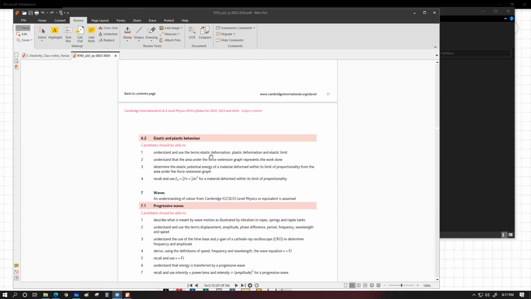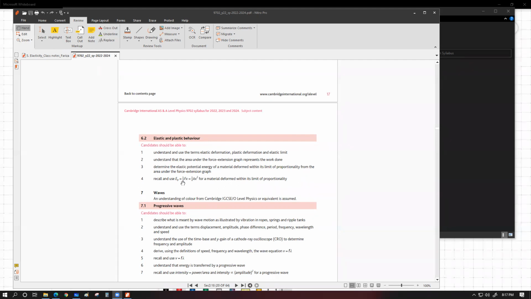Elastic and plastic behavior. Understand the use of the term elastic deformation, plastic deformation, and elastic limit. Understand that the area under the force extension graph represents work done or energy stored. Determine the elastic potential energy of a material deformed within its limit of proportionality from the area under the force extension graph, which we just discussed a little bit earlier.